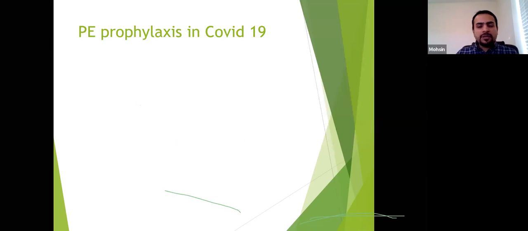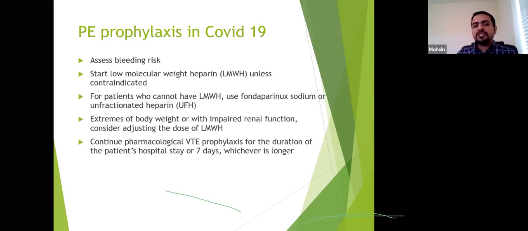Now, in this area of COVID-19, I just want a quick slide about COVID-19. We have a lot of patients having clots. Recent NICE guidelines suggest that we should be assessing them for bleeding risk. Even if they're COVID-19 positive and they're coming into the hospital, they should be started on low molecular weight heparin prophylaxis unless contraindicated. You can use fondaparinux or unfractionated heparin if there are any contraindications, and they should be on VTE prophylaxis for as long as they are in the hospital, or 7 days, whichever is longer.